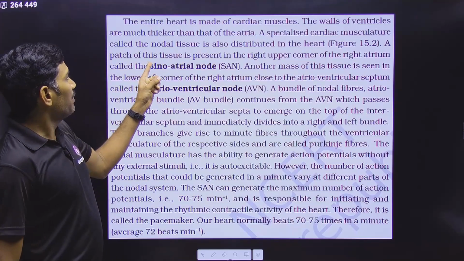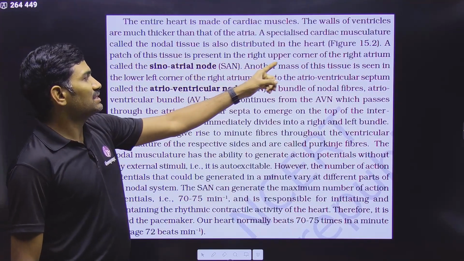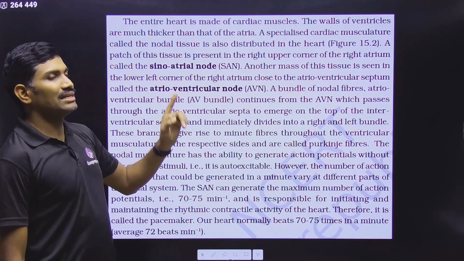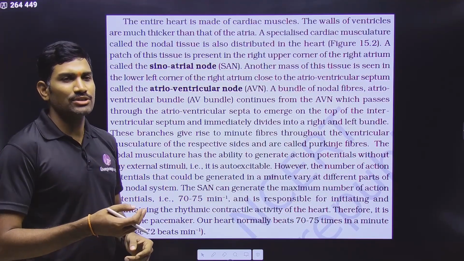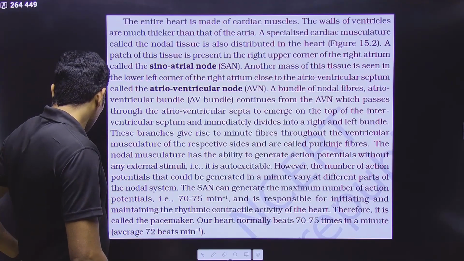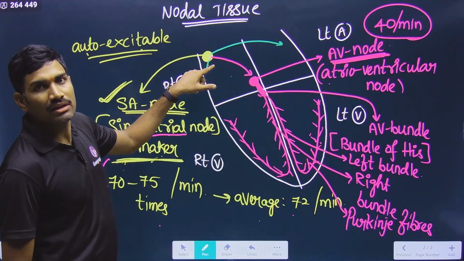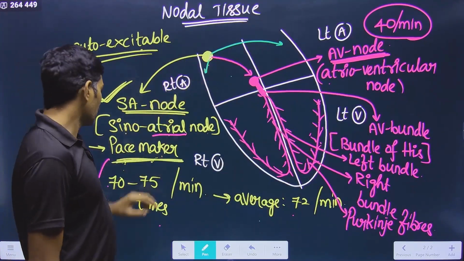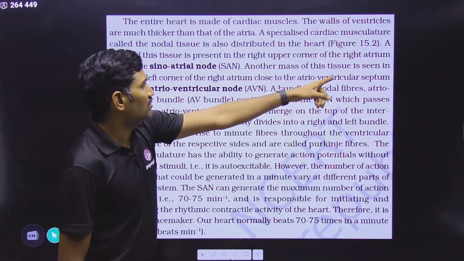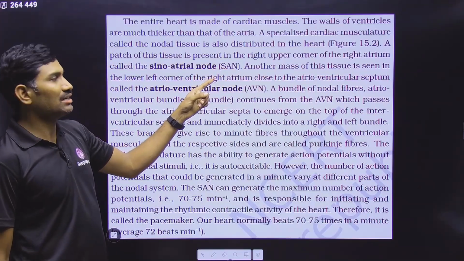Next one. A patch of this particular tissue is present in the right upper corner of the right atrium. A small patch of it is present on the right upper corner of the right atrium. This is called the SA node, sinoatrial node.